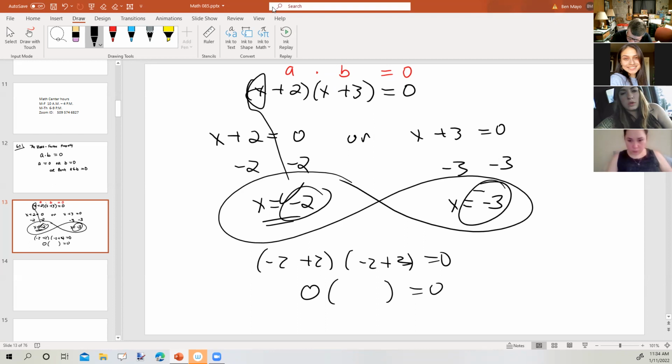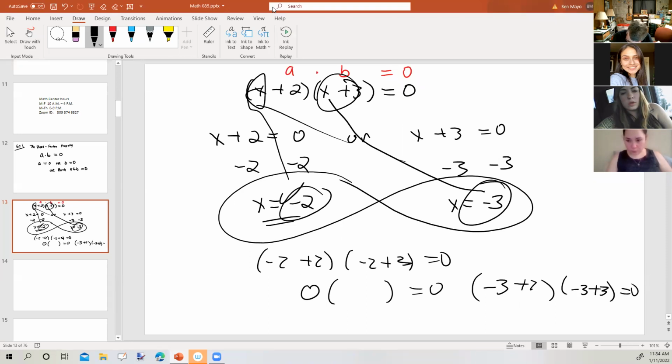Likewise, if I take x = -3 and put it in there, we'll have (-3 + 2)(-3 + 3) = 0. And anything times 0 is going to equal 0. So that checks as well. So for this equation, we have two solutions, x = -2 and x = -3. Any questions on this example?